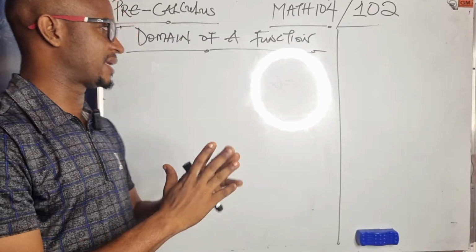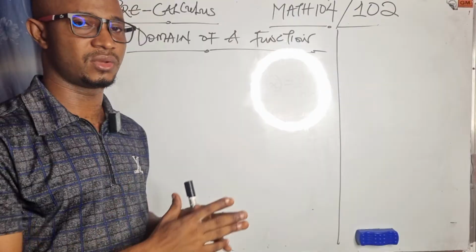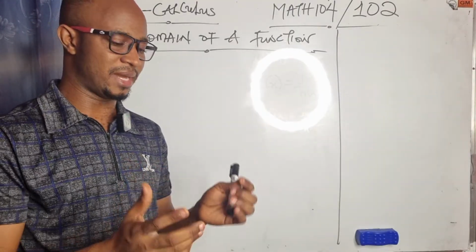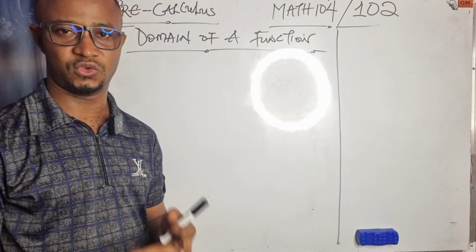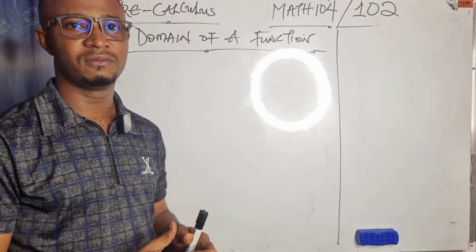These three, they are classified as what? Polynomial. And we can find the domain of a polynomial. So once you hear the word polynomial, what comes to your mind is linear, quadratic, and what? And cubic.